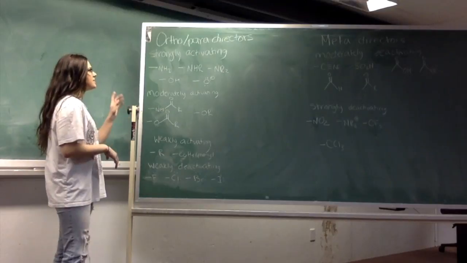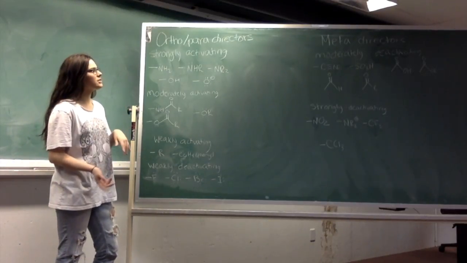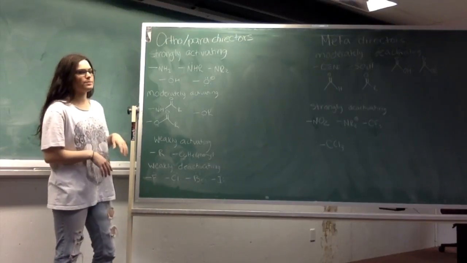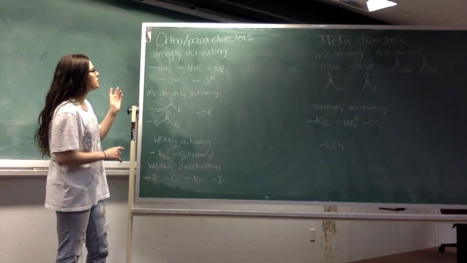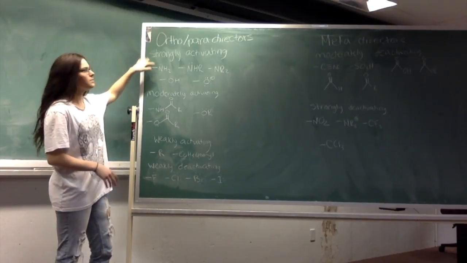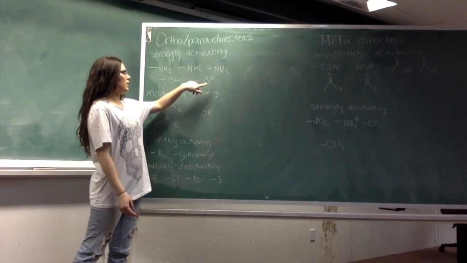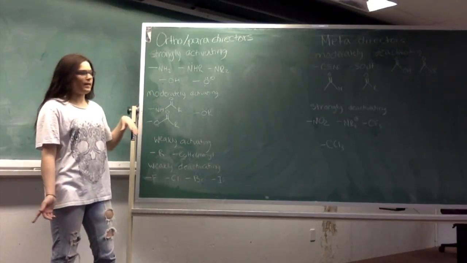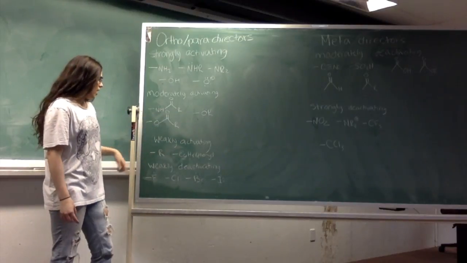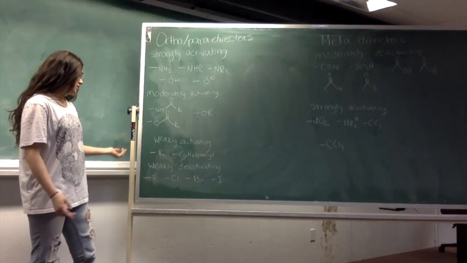So here we have the summarized list of ortho, para, and meta directors, and we have them split into categories based on how activating or deactivating they are. So under ortho, para directors, we have strongly activating groups. Some examples are an OH group or an O- group. Then there's moderately activating groups. An example from that would be an OR group. For weakly activating groups, an example would be a phenyl ring or just an R group.